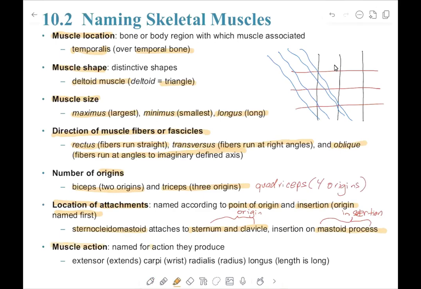And then the last characteristic is muscle action. And that's named for the action they produce, which makes it quite nice. So they extend, for example, we have the extensor carpi radialis longus. Another example of this would be the extensor digitorum, and we have an extensor digitorum in the fingers as well as the toes. Both of them extend those digits.